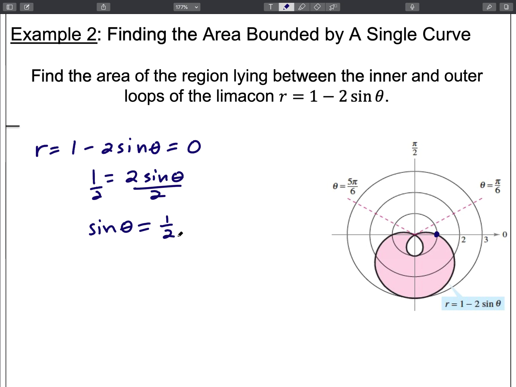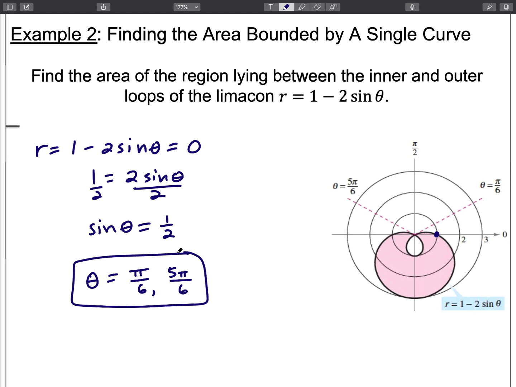So I have to think to myself, on the unit circle, where is sine equal to 1/2? Well, sine is equal to 1/2 at pi over 6, which is in quadrant 1, and also at 5 pi over 6, which is in quadrant 2. So these are my two values of theta. And if you look at the picture, you can see exactly why this dashed line is at pi over 6, and then symmetrically, you also have it at 5 pi over 6.